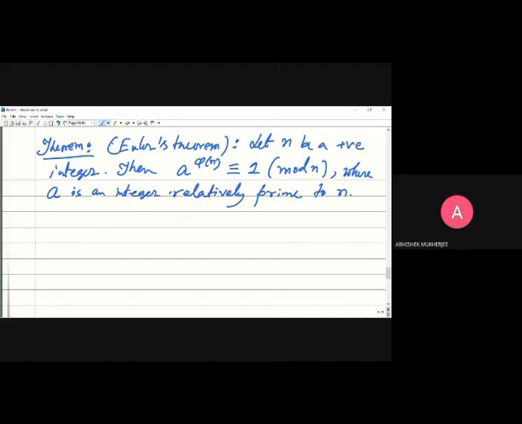So that means for any positive integer n, once you assume it is fixed, take any integer a which is relatively prime to n, then a to the power phi n leaves remainder 1 whenever you divide it by n. Okay, and if you consider n to be 1, then this is very trivial, right?